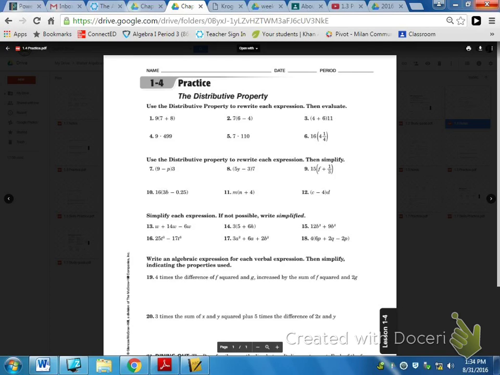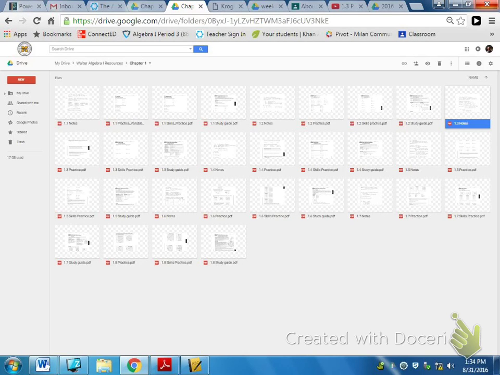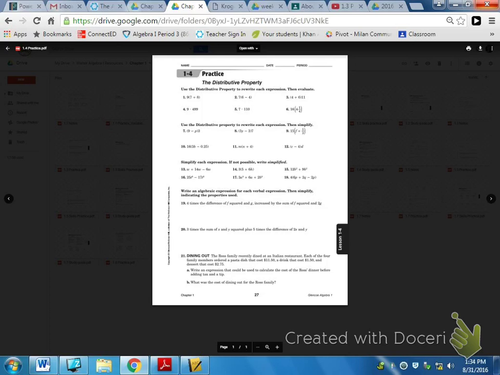13 to 18, do any distributive properties and simplify the expression. If it's already in its simplest form, you can write simplified. 19 and 20, write the algebraic expression from words and then simplify. I'm not going to make you do the properties used, just simplify. And then it looks like there's a word problem or two, so you'll be writing an expression and calculating.